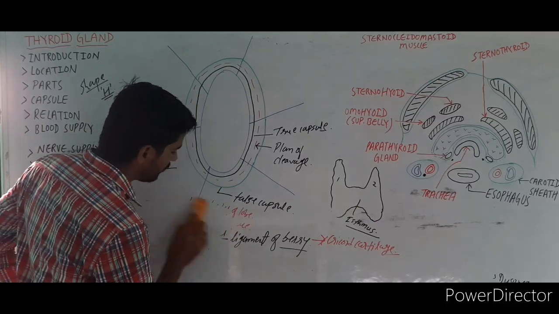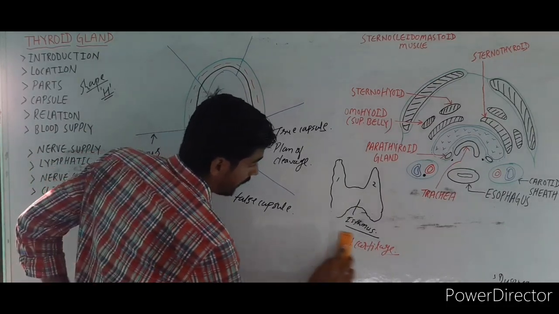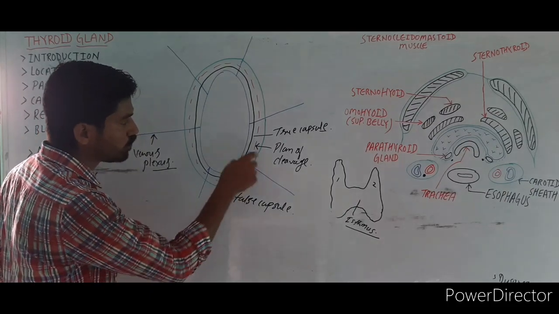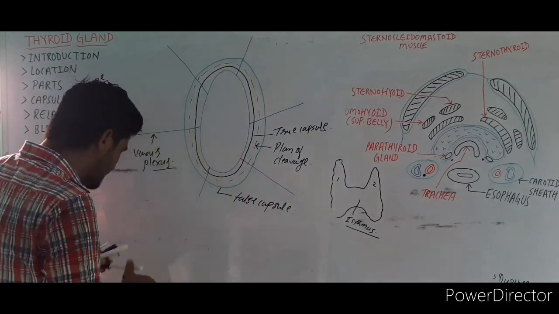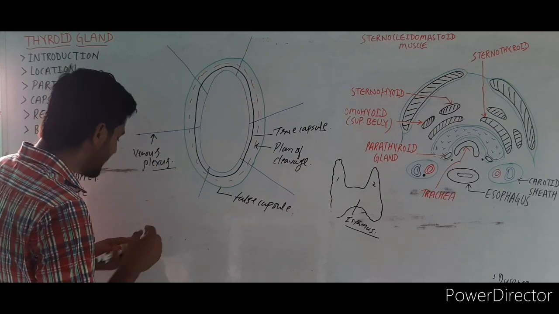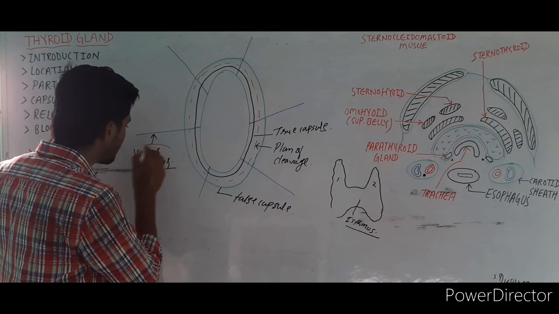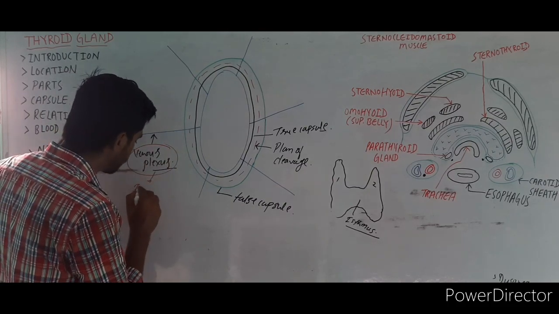Now you tell me one thing. Regarding this false capsule and this true capsule, the venous plexus is inside. This venous plexus is present inside the true capsule, right?